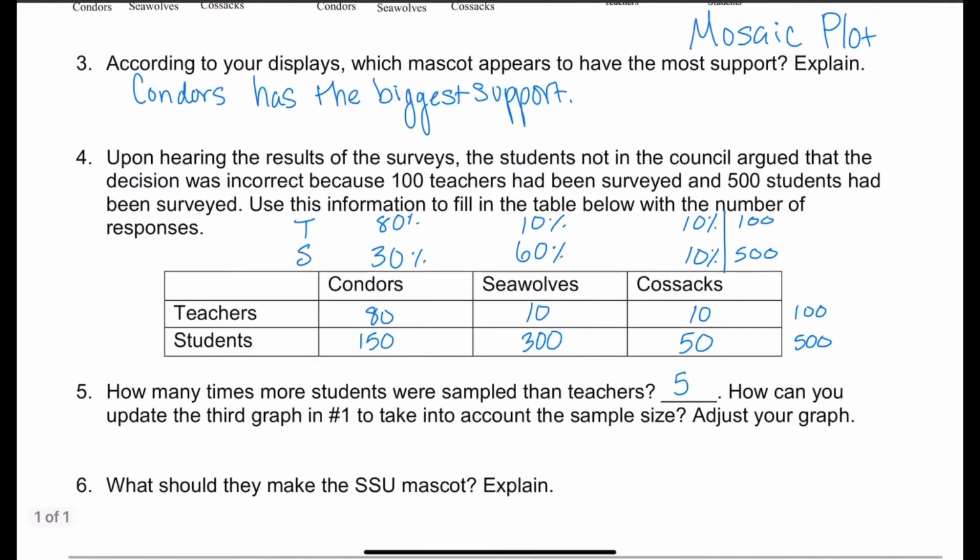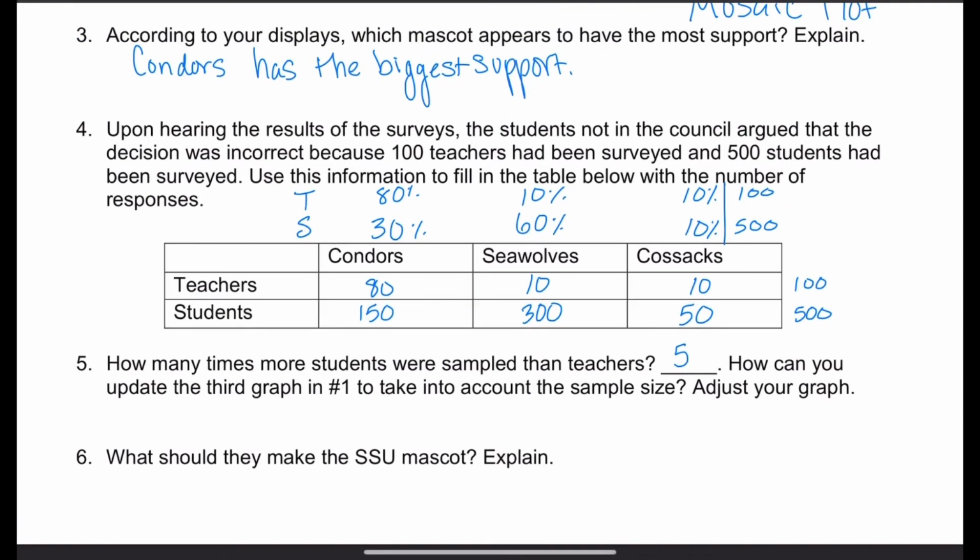So that's going to tell us for our final question here, well, what should they make the SSU mascot? Remember that blue square was what I color coded. It's probably different for you. That blue square will be the Seawolves, which is what they actually did make their mascot.